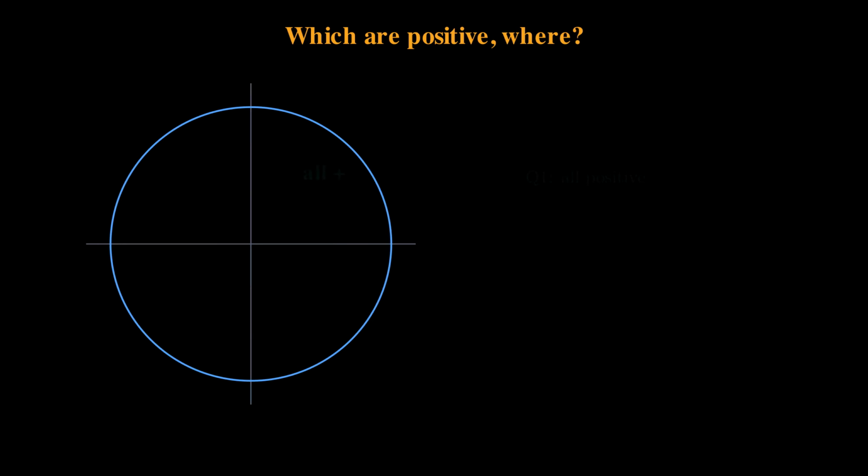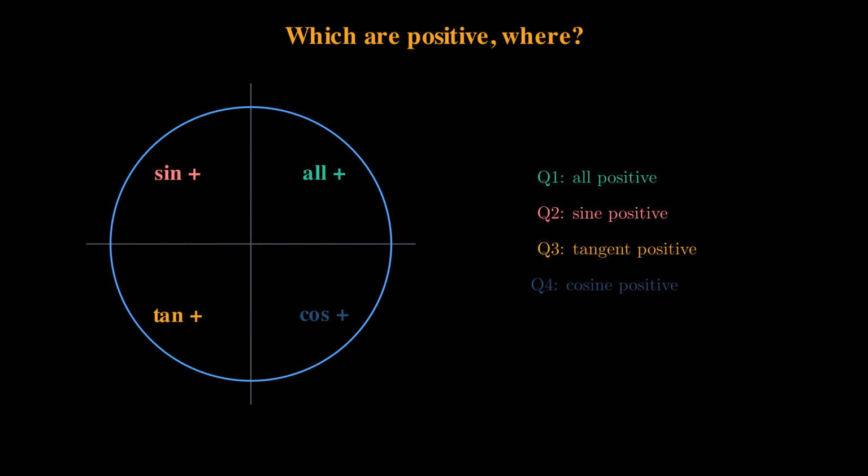Because cosine and sine are coordinates, their signs just follow the signs of x and y in each quadrant. In the first quadrant, both are positive, so everything is positive. In the second, x is negative, but y is positive, so only sine stays positive. In the third quadrant, both coordinates are negative, so sine and cosine are both negative, but their ratio, tangent, is positive. And in the fourth, x is positive again, so cosine is positive. That gives the four-quadrant pattern: all, sine, tangent, cosine, a cycle worth knowing cold.